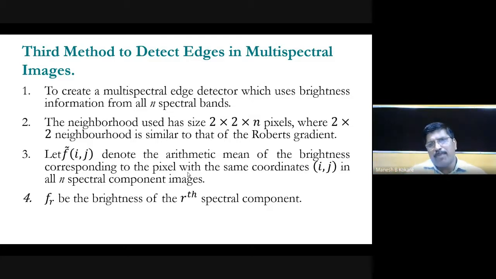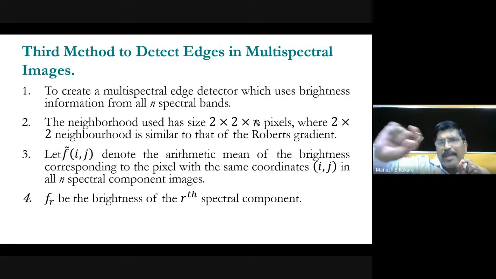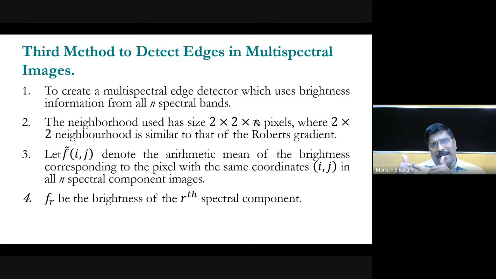For example, if the value of n is 7, so 2 by 2 by 7, you have the first pixel, and how many corresponding planes are there? 7 planes are there. So you are taking the arithmetic mean of that intensity value, and it will be represented like that. Okay, so f tilde i,j denotes the arithmetic mean of the brightness corresponding to the pixel with the same coordinates i,j in all n spectral component images, and f_r is the brightness of the rth spectral component.